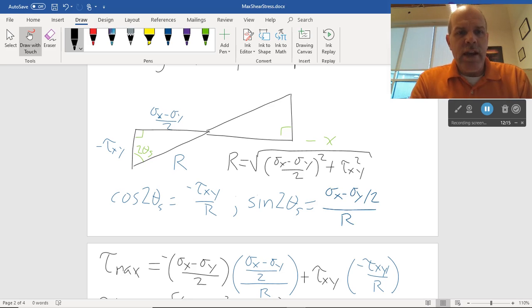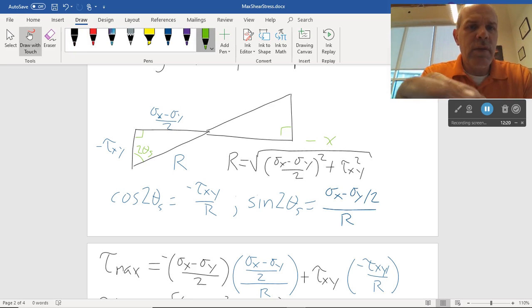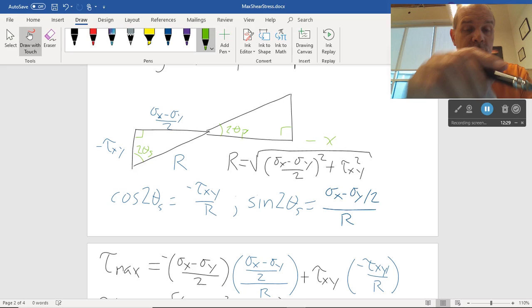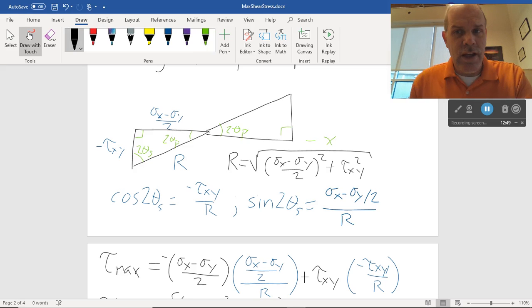See, we have this 2 theta s angle in the triangle, right? And I've scrolled up for that reason. Well, last time when we did the principal stresses, we put 2 theta p in that part of the triangle, right? Because we had sigma x minus sigma y over 2 on the adjacent side and tau xy on the opposite. That means that angle across the vertex is also 2 theta p. That's one way to look at it. So therefore, they have to be separated. 2 theta s and 2 theta p have to be different by 90 degrees, plus or minus.